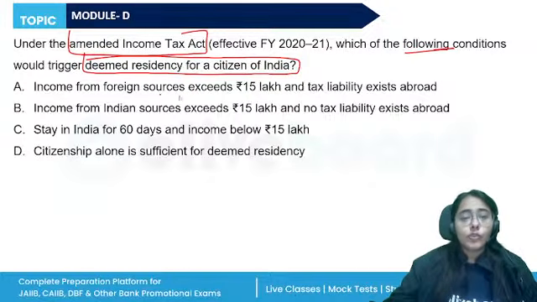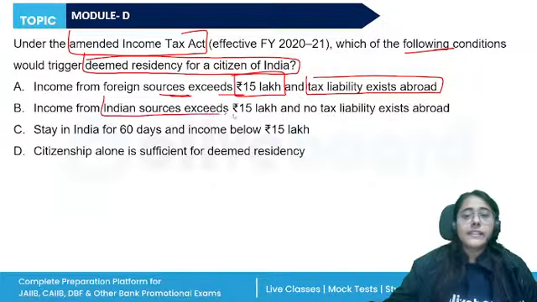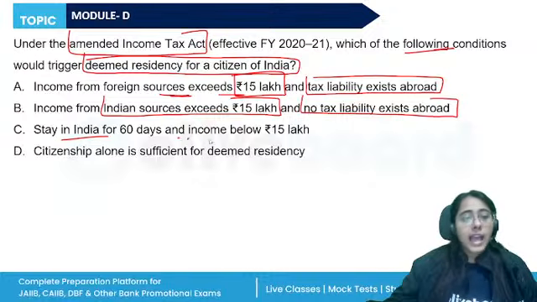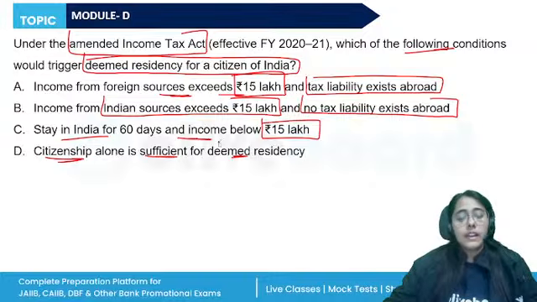Income from the foreign sources exceeds 15 lakh rupees and tax liability exists abroad. Income from Indian sources exceeds 15 lakh rupees and no tax liability exists abroad. Stay in India for 60 days and the income is below 15 lakh rupees. Citizenship alone is sufficient for deemed residency. Yes, what is the correct answer? What will be the correct answer for the deemed residency of a citizen of India?